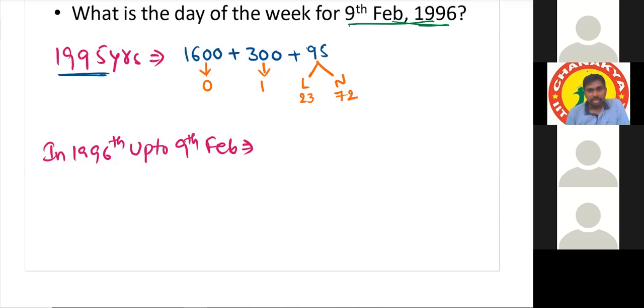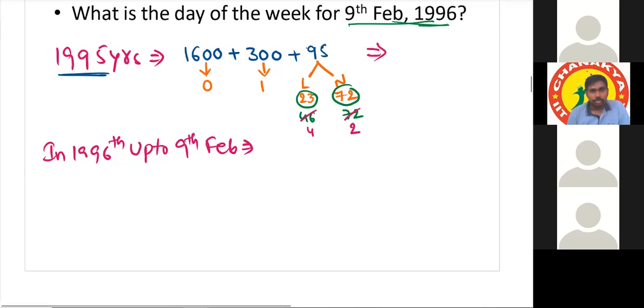Correct. Every leap year consists of 2 odd days. 23 leap years consist of 23 twos, which is 46. 72 non-leap years consist of 72 odd days. Now cancel 7 multiples again. 46 divided by 7 gives remainder 4, and 72 gives remainder 2. So then add all the numbers.